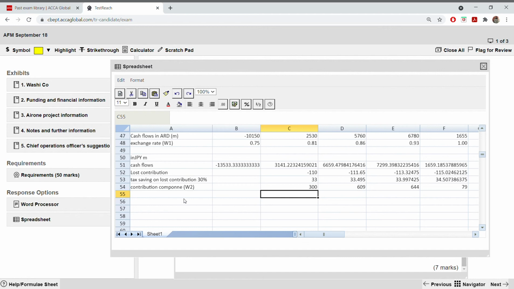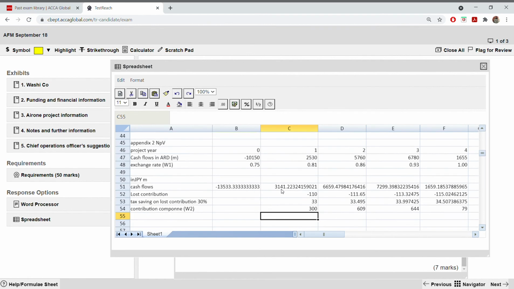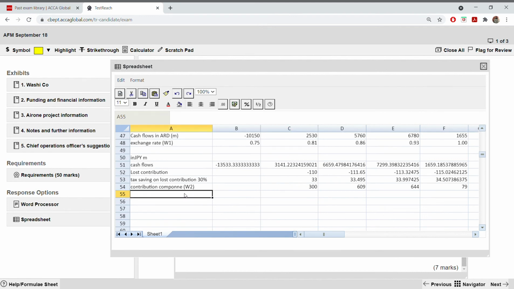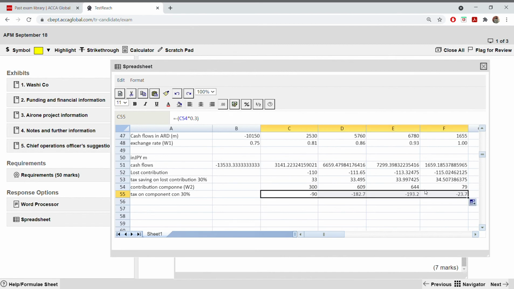But all these things you can just copy paste here. Now contribution is there. Now tax on contribution means you have to pay tax on component contribution. So tax is how much? 30%. 30% on this. Now it will be in minus. So we just put a minus sign outside, then this into 0.3, that's it, and then drag it to the other cells.